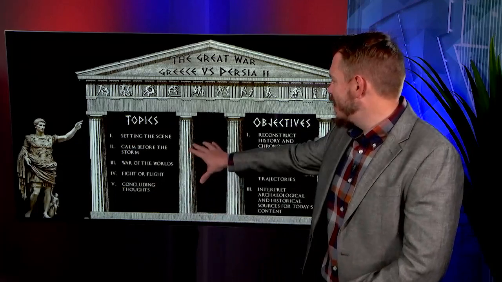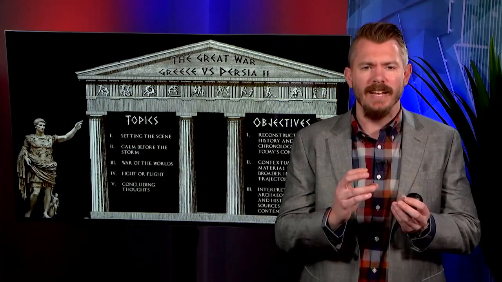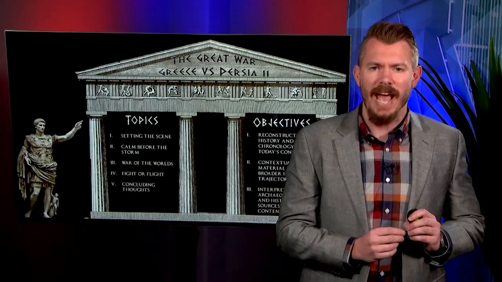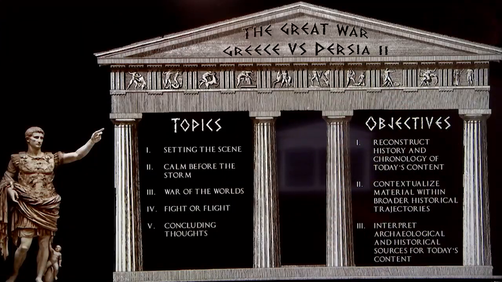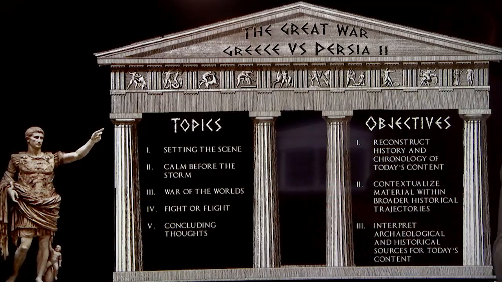We're going to start by setting the scene here, and then we're going to talk about what's happening in the calm before the storm, that short time between the Greek victory at the Battle of Marathon and the huge war that erupts afterwards. From there, we're going to go into the War of the Worlds, what that big conflict actually ends up looking like and how that actually plays out.